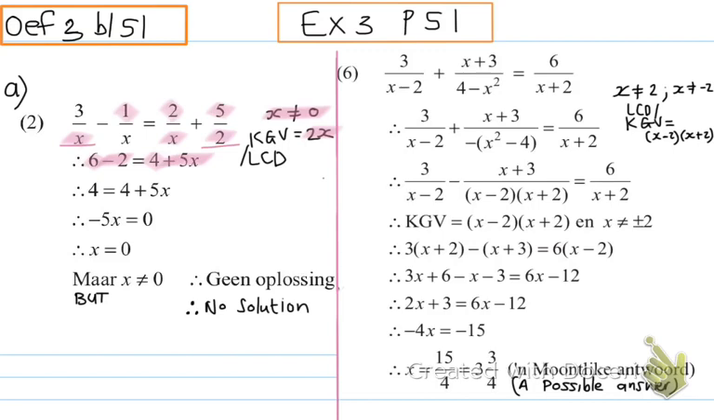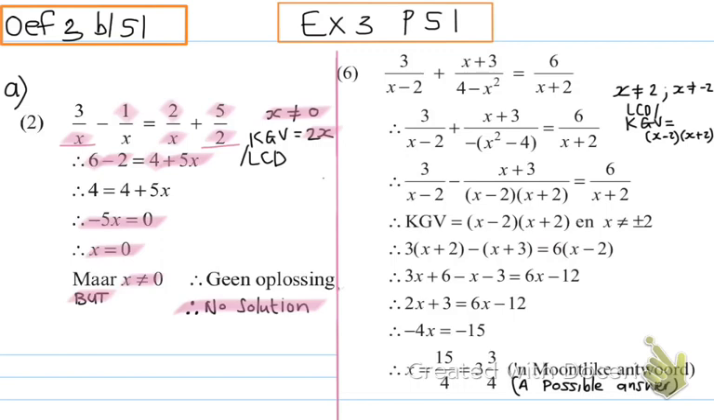Now I take all the x's to the one side, all the numbers to the other side, and I get negative 5x is equal to 0. Divided by negative 5 is 0. So x is equal to 0. But x cannot be equal to 0 because we have the restriction. So there is no solution for this question. We just write no solution.